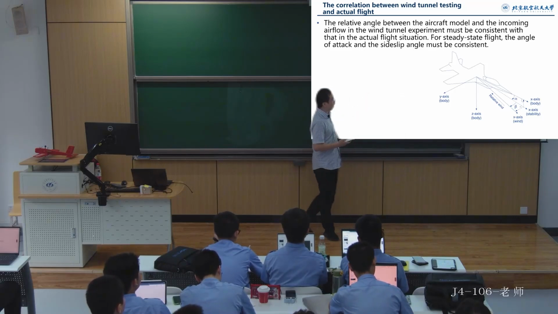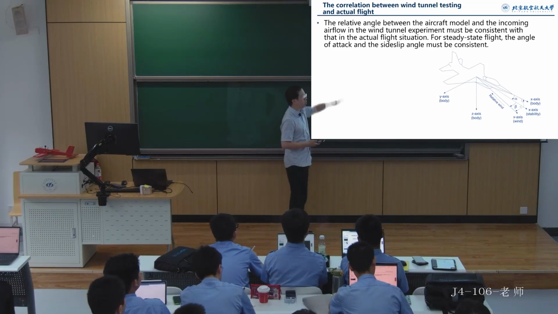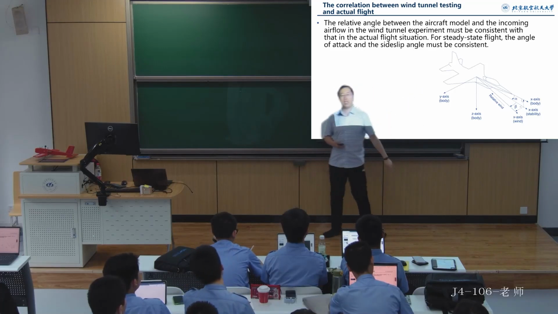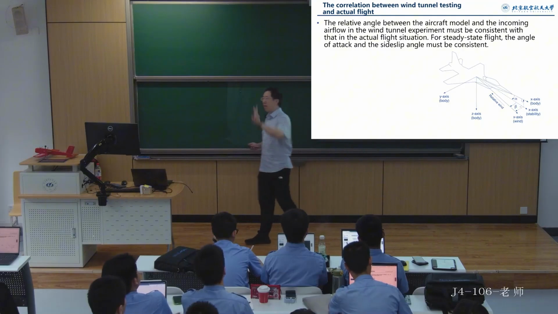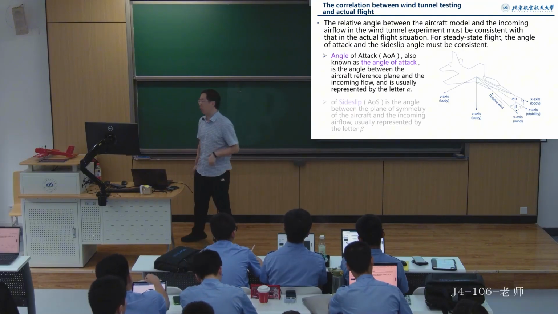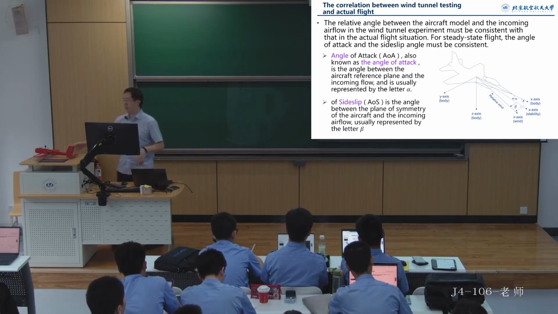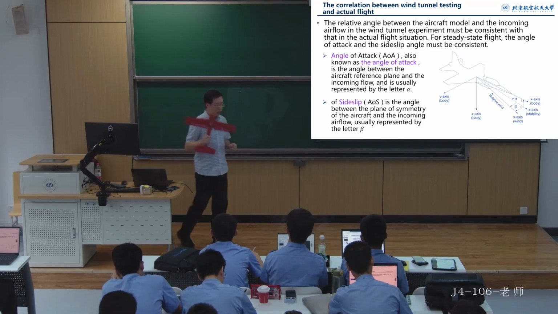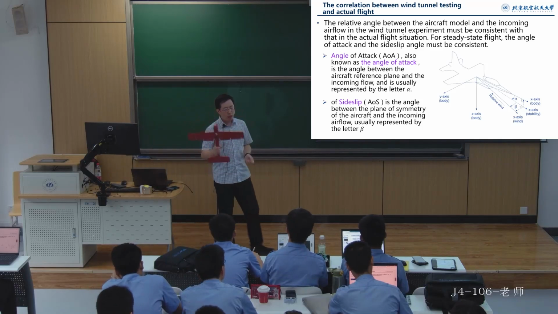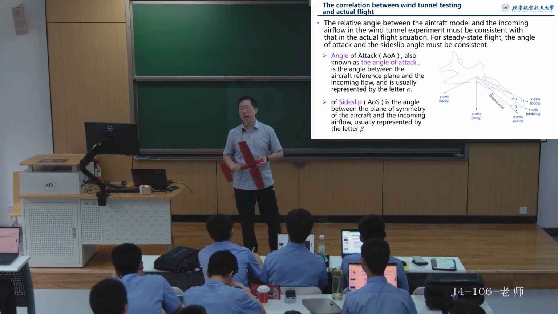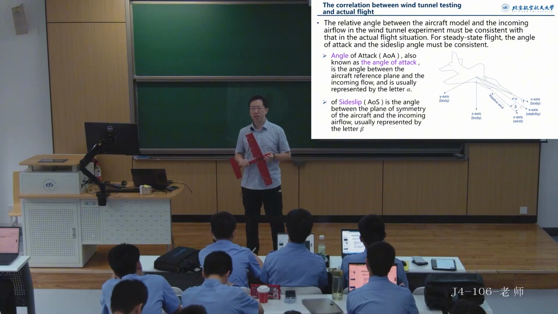And there's a second important angle called the side-slip angle. The side-slip angle refers to the angle between the relative incoming flow and the plane of symmetry of the aircraft. Once we have these two angles, we can actually describe how the airflow approaches from the perspective of the aircraft. So here, our students might wonder, does the specific attitude of the aircraft relative to the ground have any relation to the relative attitude between the aircraft and the airflow? Let's consider this question.